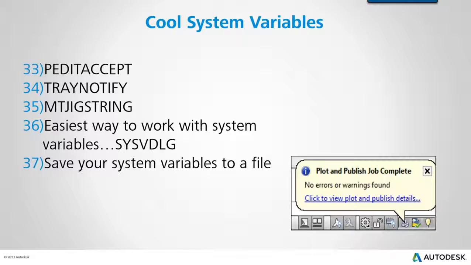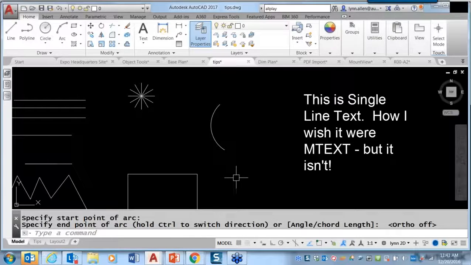Okay, so I love system variables. They allow you to manage your world. There's way too many of them. It's hard to keep them straight. But if you know a few choice system variables, you can do some pretty amazing things in AutoCAD. These are just a few of my favorites. If you are not a fan of the tray notification like you see in the lower right-hand corner, did you know that you can set tray notify to 0 to off, and you'll get no more of those little bubbles. Bubbles be gone, right? And the other ones I'm going to show you, let's go back over to our fancy tips drawing.